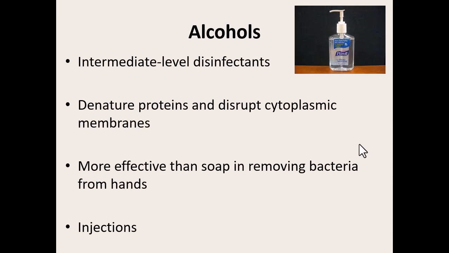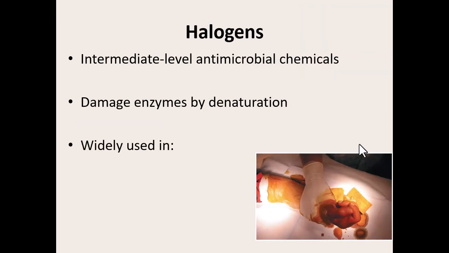Intermediate level. Again, they damage enzymes by denaturing them. Widely used, one common example of a halogen is iodine. We do actually have iodine tablets. Have you ever traveled anywhere where you're not going to be able to drink the water? You can actually put iodine in it. It will kill most things that are in the water, and you can drink low levels of iodine. It's fine. We also have different types of iodine that can be put on skin.